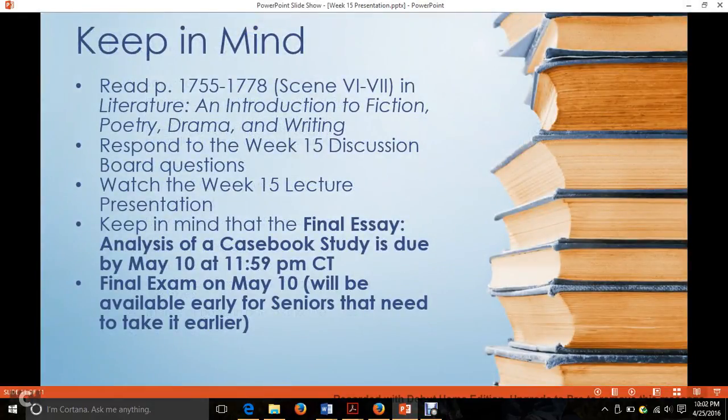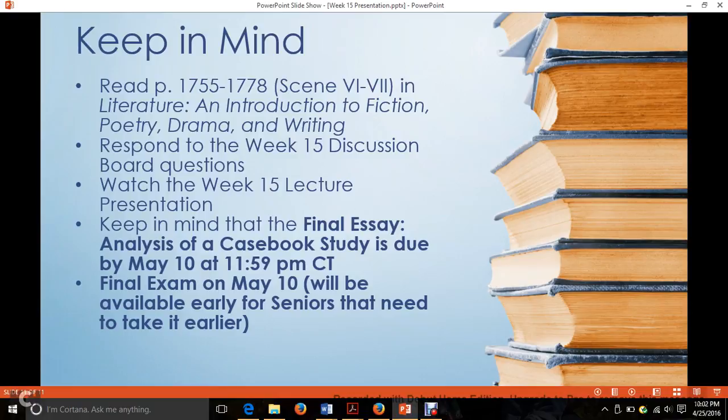So keep in mind for this week, make sure that you read the rest of the Glass Menagerie and respond to the Week 15 discussion board questions. Of course, you're watching the Week 15 lecture presentation, so great job with that. And also keep in mind, there's a couple things. The final essay, this Casebook Study essay, is going to be due on May 10th, as well as the final exam is going to be on May 10th.